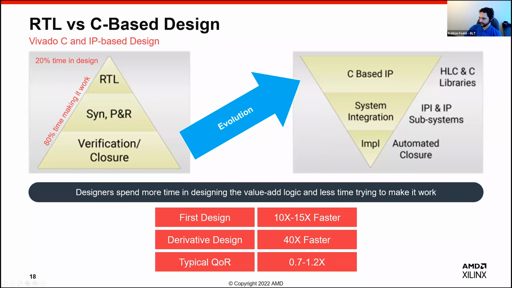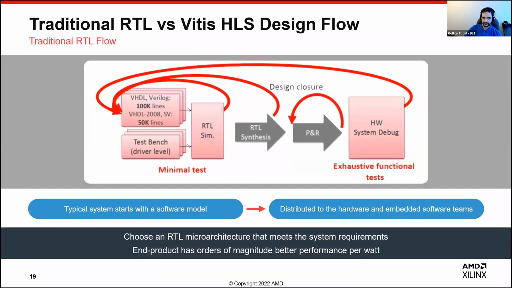So here's some estimates of the productivity gains you'll see by using HLS. Up to 40x faster for any derivative design. And this is just looking at it in a different kind of graphical setting here. So you have your VHDL code here, which may be up to 100,000 lines if you're using VHDL Verilog, or 50,000 lines if you're using System Verilog or VHDL 2008. But this is just the general flow here.